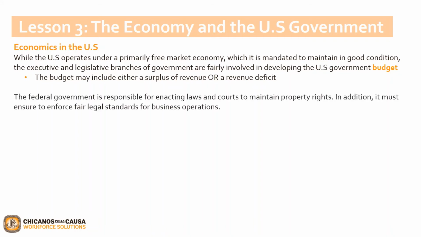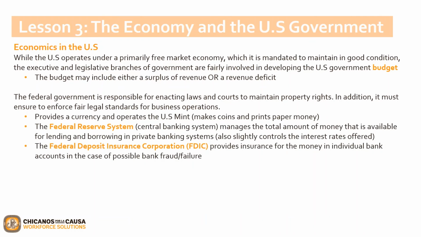The federal government is responsible for enacting laws in courts to maintain property rights. In addition, it must ensure to enforce fair legal standards for business operations. Therefore, as a whole, the federal government is responsible for maintaining good conditions when it comes to a free market system. They should provide a currency and operate the U.S. Mint. They make coins and print paper money.